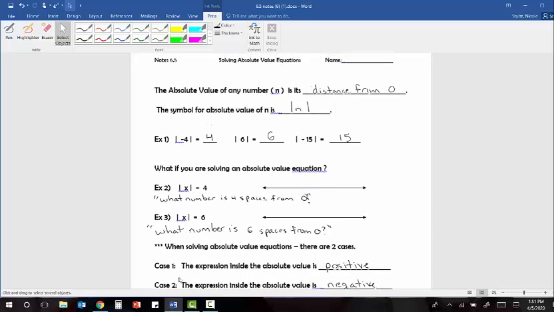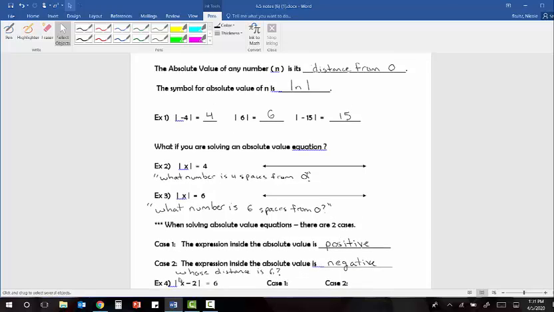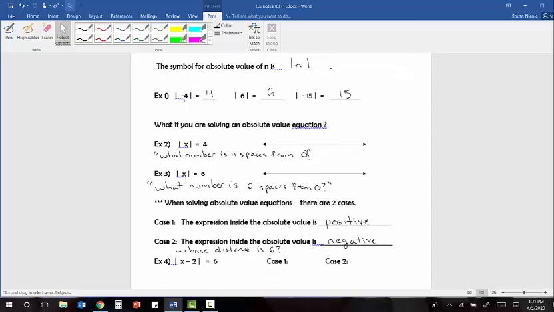Just a refresher here, absolute value means distance from 0, and we use these bars to symbolize absolute value. So really quick, if I asked you, what does this mean? You would say, how many spaces is -4 from 0? Well, just 4 spaces. How far is 6 from 0? 6. How far is -15 from 0? 15. So instead of thinking, oh, the bars make everything positive, I'd rather you be stepping it up a little bit and realizing the bars indicate distance, and distance is always positive.